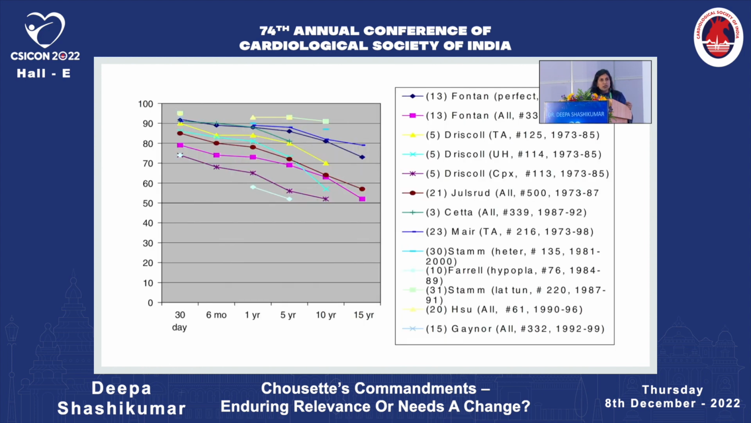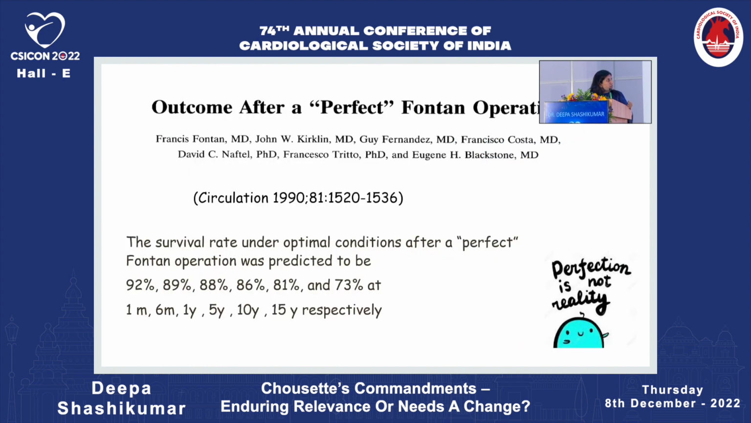You see, this was a systematic review of a lot of articles that studied the long-term outcome of Fontan, and what they found was that the survival rate under optimal conditions after a perfect Fontan was predicted to be 73% at 15 years after surgery. So 15 years after surgery would translate to the patient being around 20 years of age. So at 20 years of age, you expect an attrition of around 25 to 27%, which is quite high.